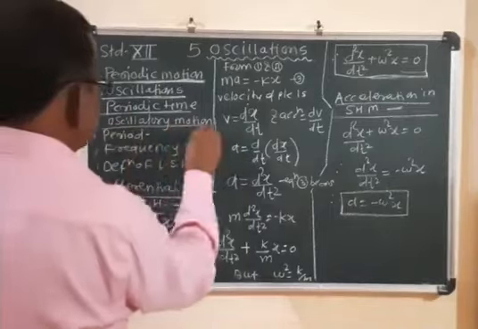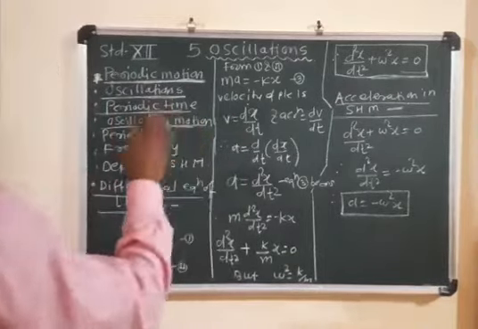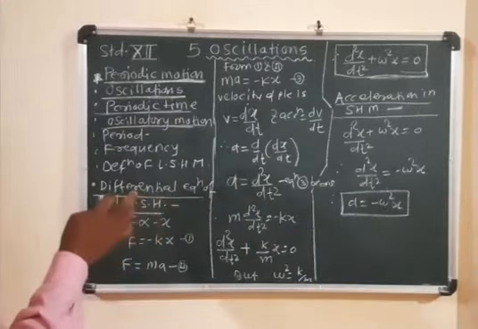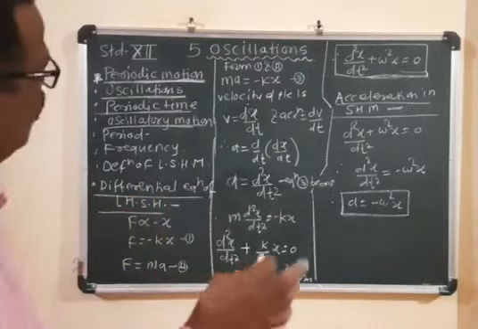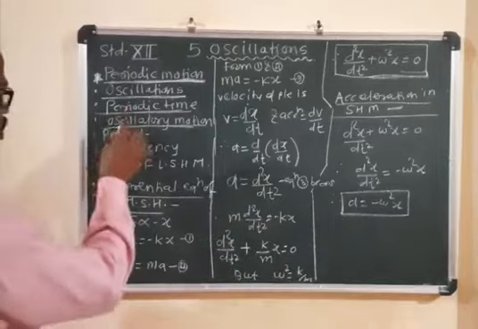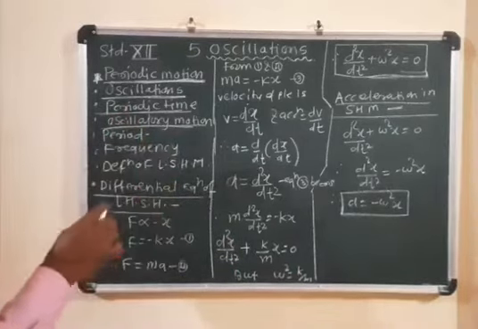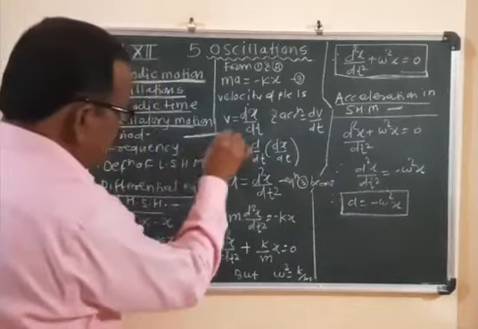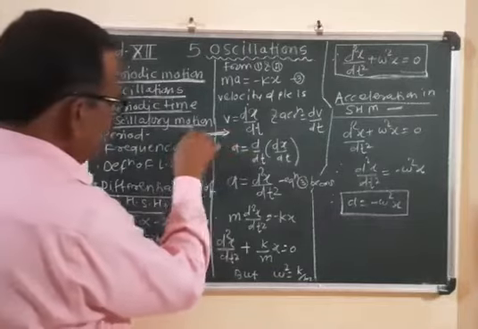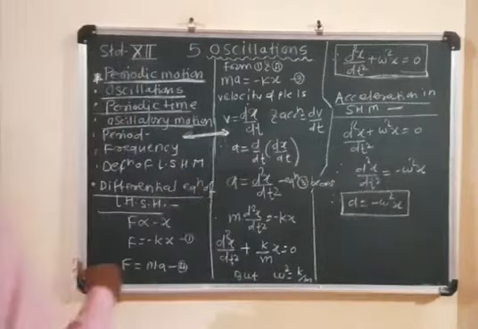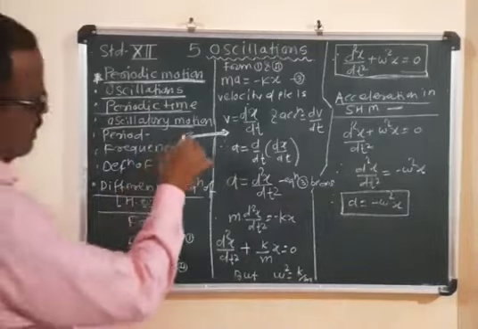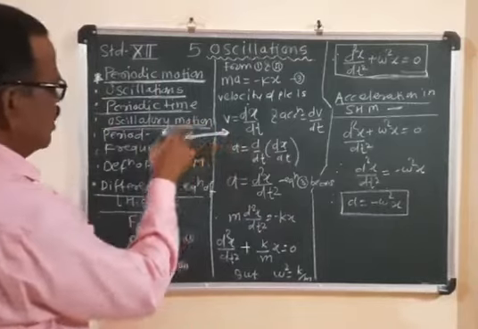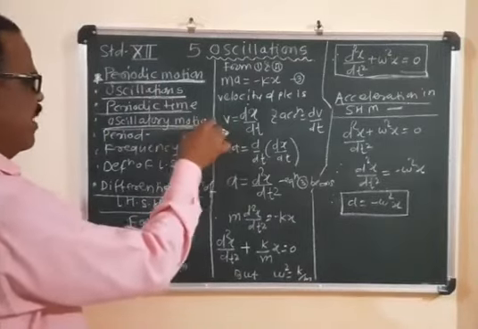What is meant by oscillatory motion, or its second name, vibratory motion? Oscillatory motion means the periodic motion of a particle. The periodic motion of a particle that repeatedly moves to and fro, again and again along the same path, is called oscillatory motion, or it is also called vibratory motion.